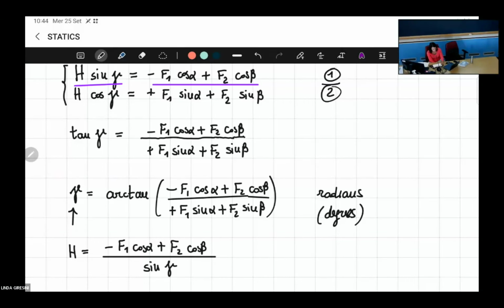And this is the solution, because now we have obtained the two unknowns. The first one is the angle, the inclination angle, so it gives me the direction, the line of action of the force vector. And the second one gives the force magnitude.